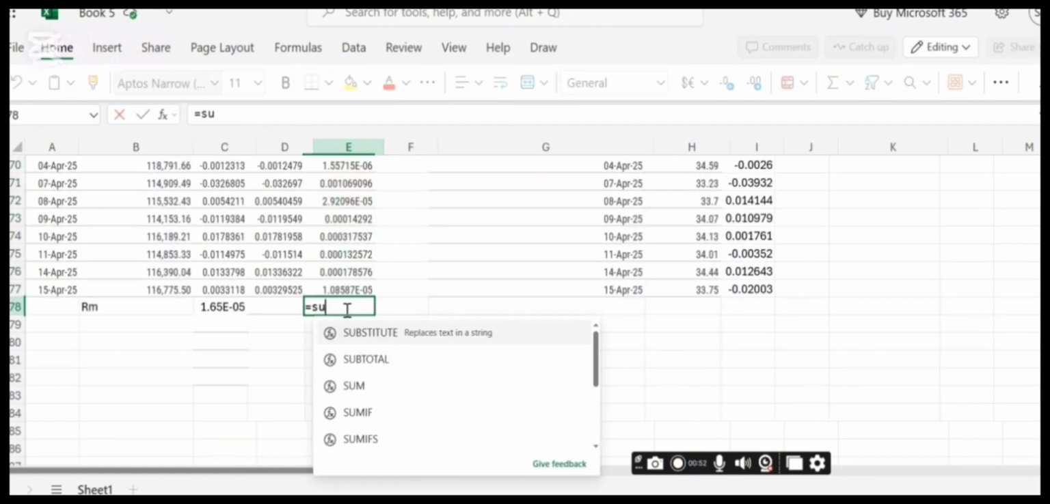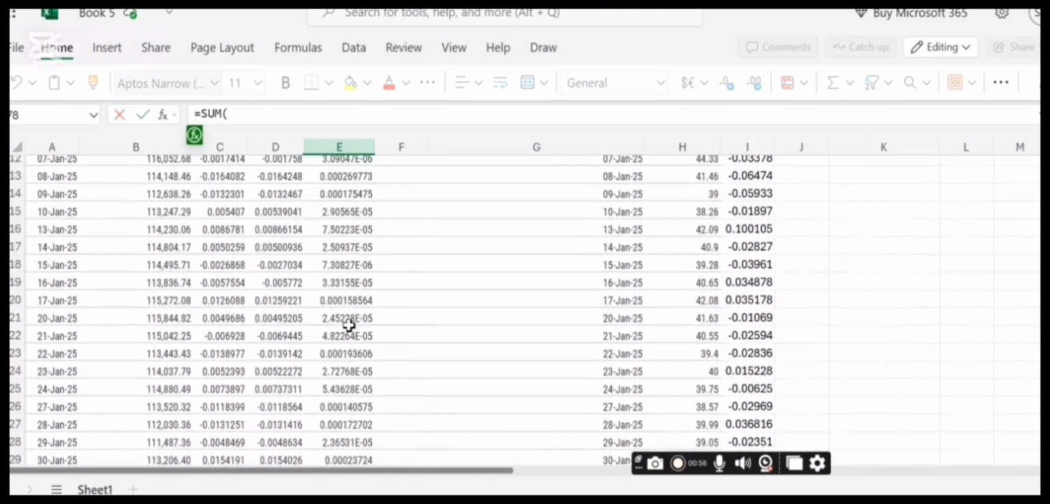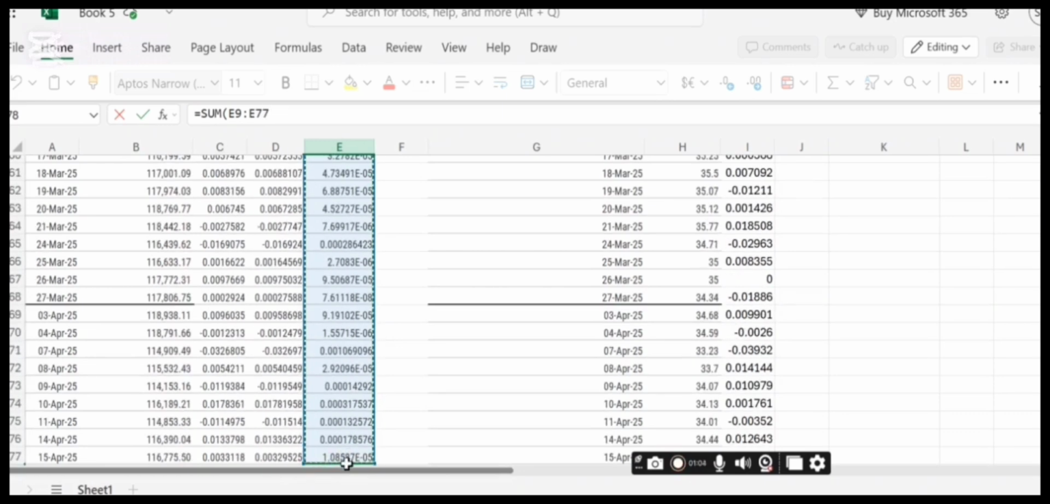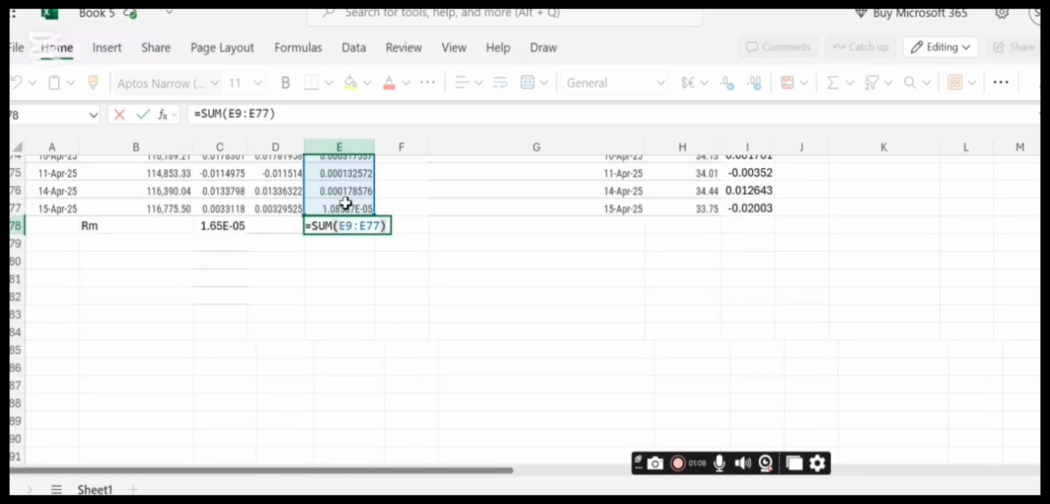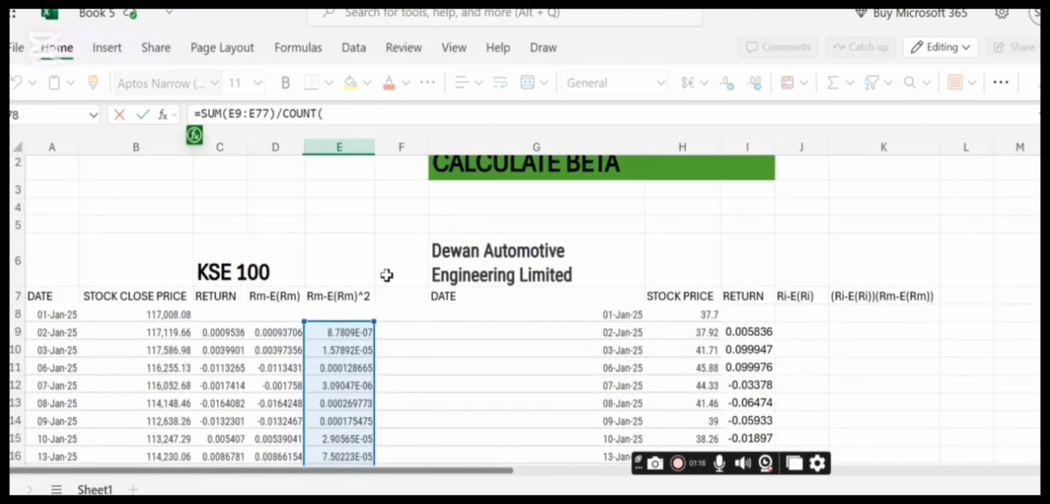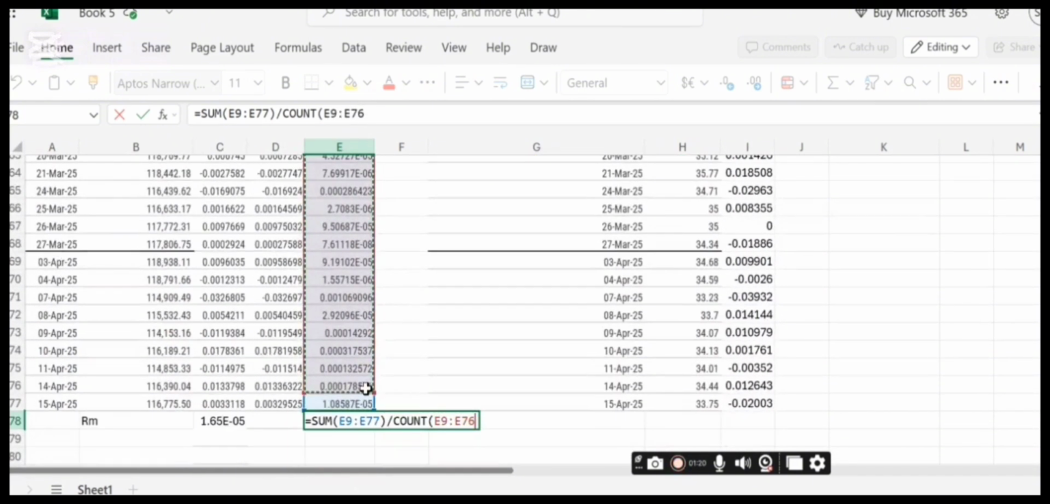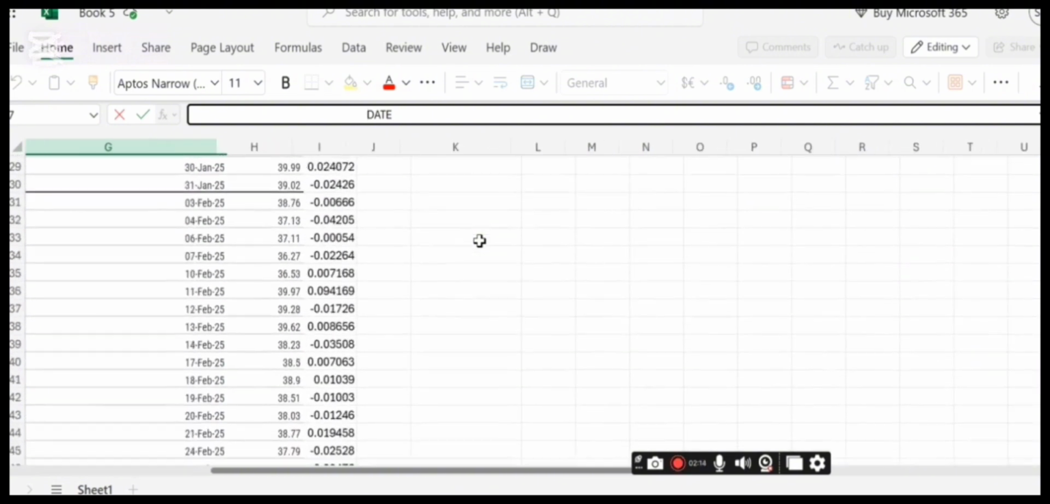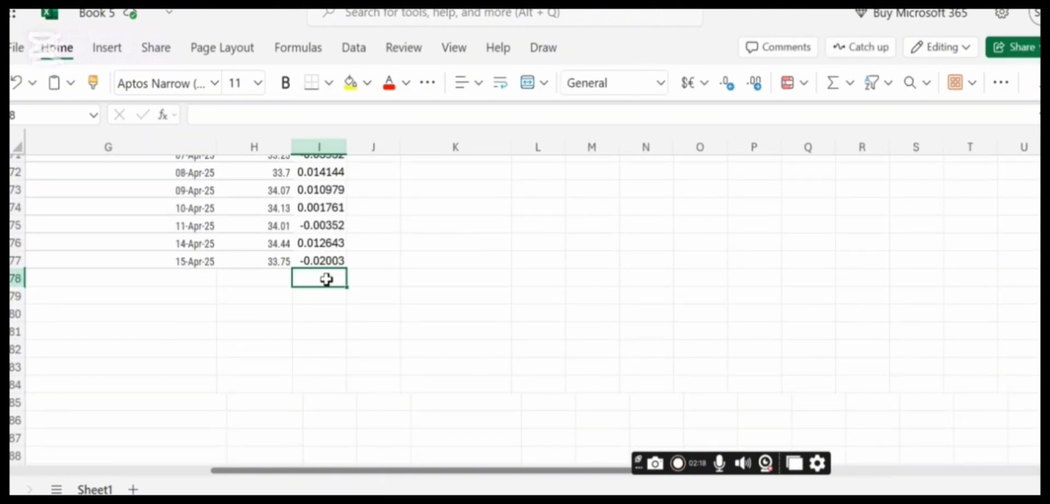So in the end we calculate the sum of all the values. We take that column and close the bracket and then divide it by the count of all the numbers of that return. They are basically 69, I think 69 or 70, in that column. So here is the answer for the KSE 100 index. That is the real-time Pakistan Stock Exchange values.